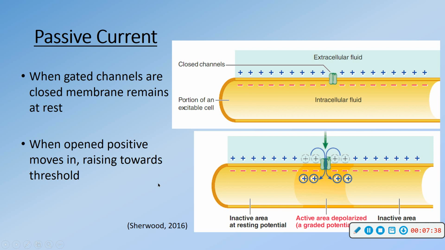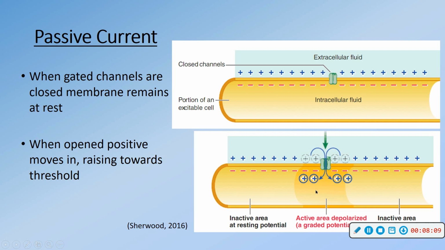Now, these are some images of what I drew on the previous slides, and I tried to explain that process. These images were taken straight out of our textbook. What it shows is that when these gates, these channels, are closed, you have the normal negative inside of your neuron with the positive outside. But once they open, the positives are going to move through to the inside.